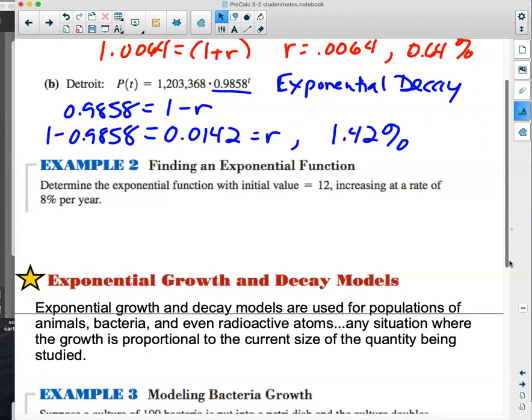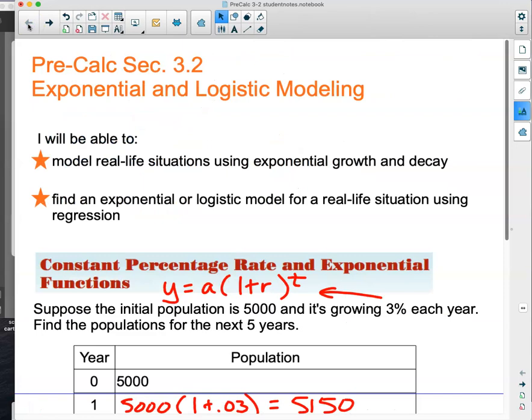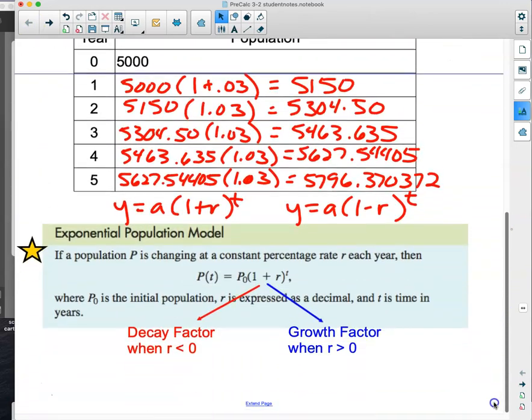Still working on real-life problems involving these situations. So determine the exponential function with an initial value of 12 increasing at a rate of 8% per year. So now let's go back to the formula that this book has for you, which is P of t equals, in fact, let me pop that back up so you can see for a second. The new model, P of t equals P sub naught times 1 plus r to the t.